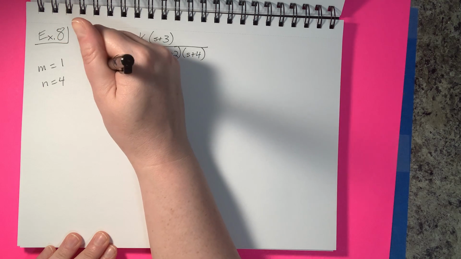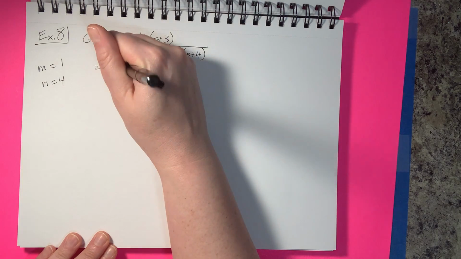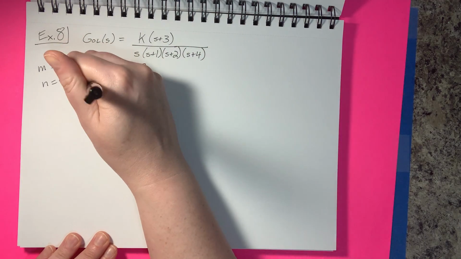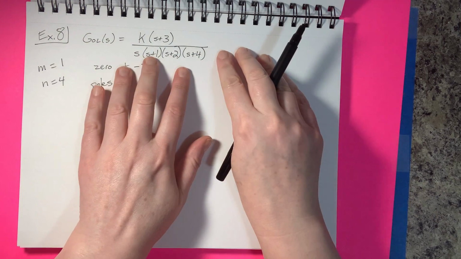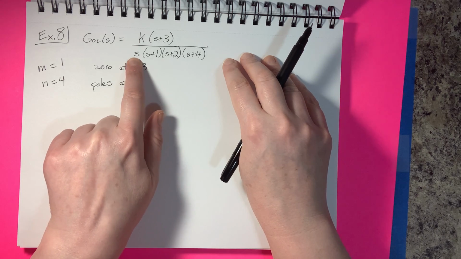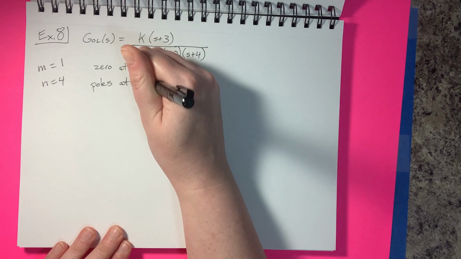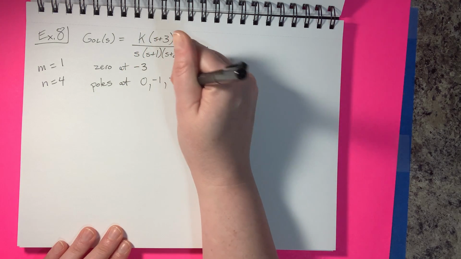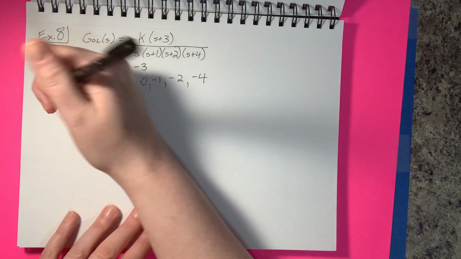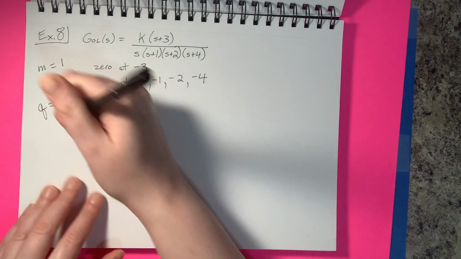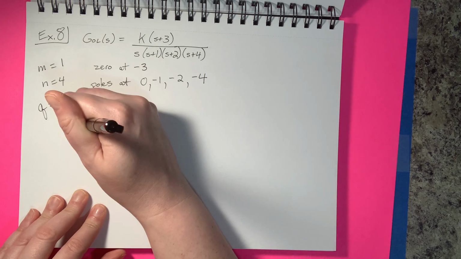Okay, so our 0, we can see from the s plus 3 on the numerator is at negative 3, and our poles are at, if we go through here and look, and if we set this equal to 0, we would have s equals 0, negative 1, negative 2, and negative 4. Let's go ahead and find q. So q equals n minus m equals 3. Okay, so we should have 3 virtual zeros.